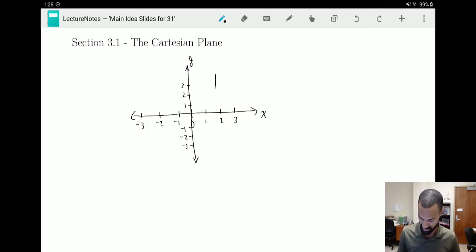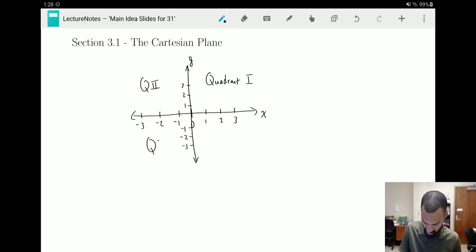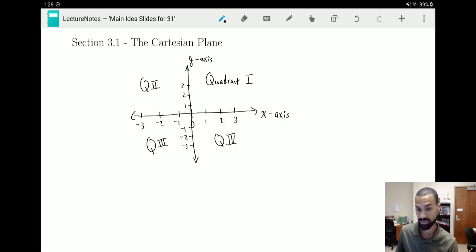In other words, we can label this as quadrant number 1. Here we'll have quadrant 2. Notice we're going counterclockwise. Here's quadrant 3 and quadrant 4. So you can describe the location of something by saying what quadrant it's in. It's not the most accurate way to describe something, but it is a way that you can describe its location. So here's our x-axis, here's our y-axis, or you can describe a quadrant. Let's say we want it to be more precise though.